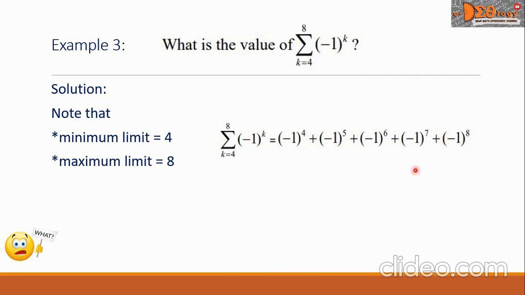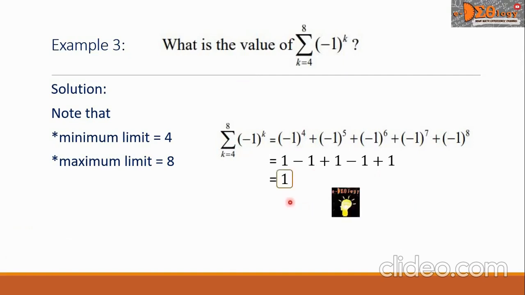Simplifying this, for those -1 that is raised to even powers, that will be +1, while it remains to be -1 for those with odd powers. So we have now this 1 minus 1 plus 1 minus 1 plus 1. We simplify this into +1. This is the final answer.